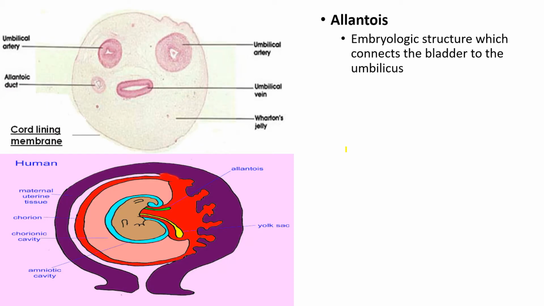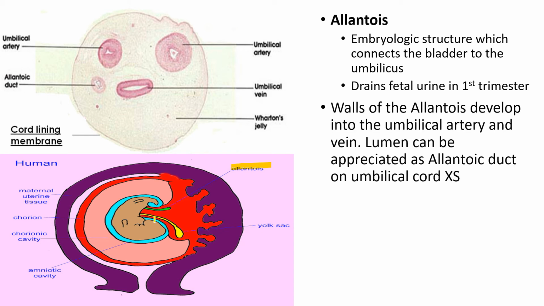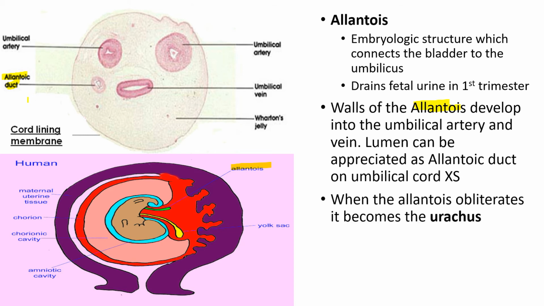Next, let's talk about the allantois. So this is an embryological structure that connects the bladder to the umbilicus, and this drains fetal urine in the first trimester. The walls of the allantois develop into the umbilical artery and the umbilical vein. And you can actually appreciate the allantoic duct, which is the lumen of the allantois, on an umbilical cord cross-section. When the allantois obliterates, it becomes the urachus.